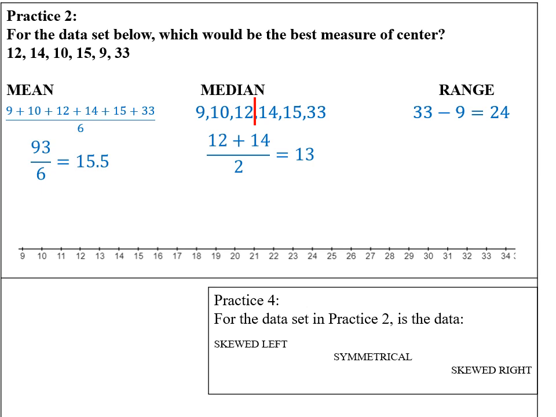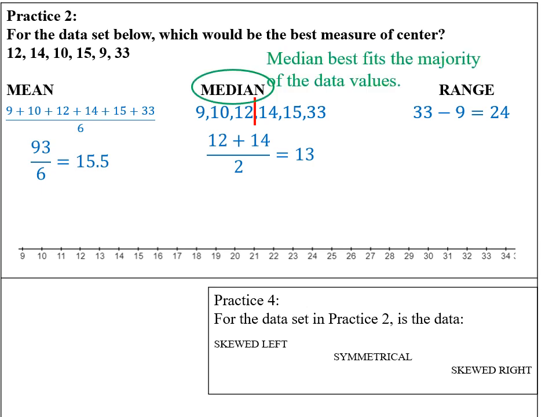So I would say the median best fits the majority of the data values. Now we can also take a look at how this is skewed, and that works really well with the box and whisker plot. So our minimum is 9. Our max is 33. And then our median is 13 because we already got that.